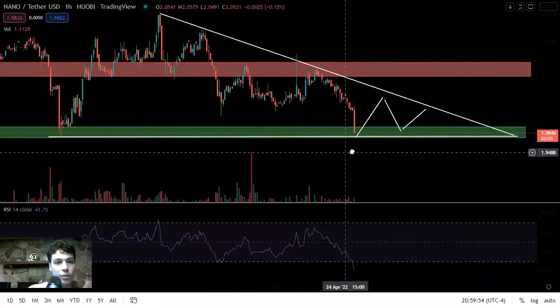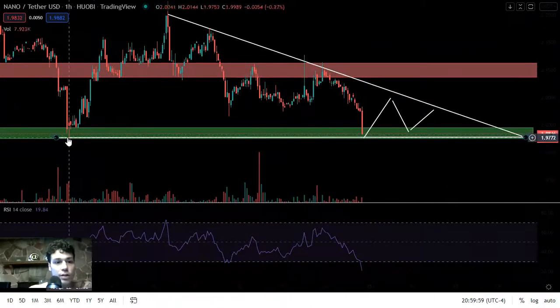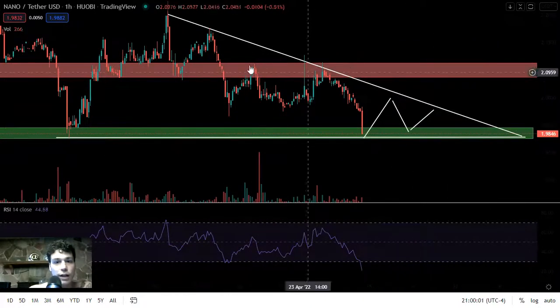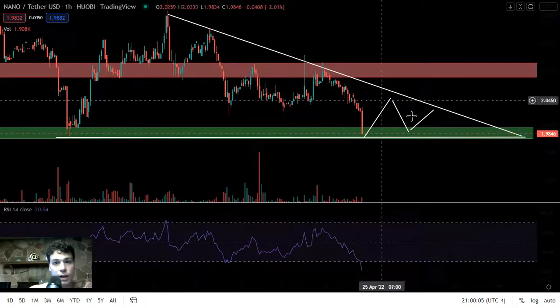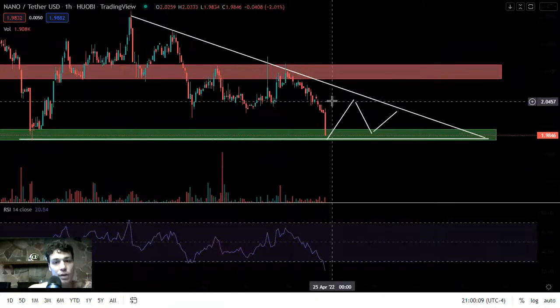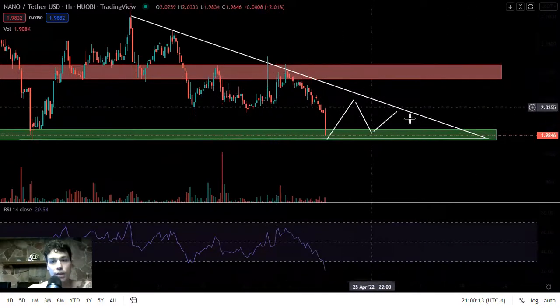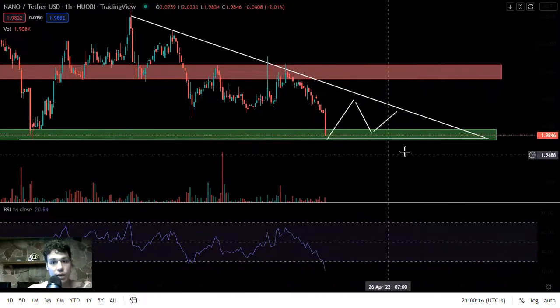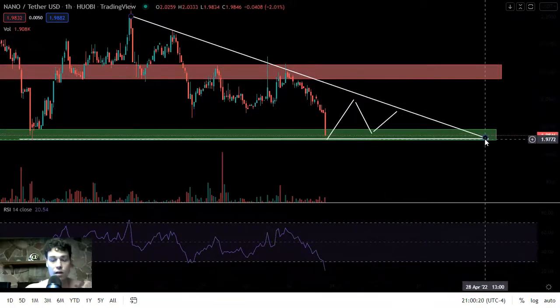Okay, if we look at this pattern, this is what's known as a descending triangle. You can see the flat line of the triangle right here, and you see the trend line right here. So the way that this pattern works is that typically you'll see the momentum continue in this downtrend. It's a bearish pattern. Okay, guys, that's what I'm trying to get at you.